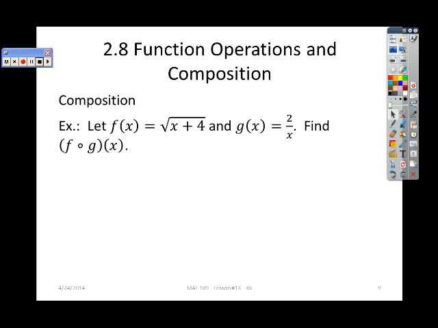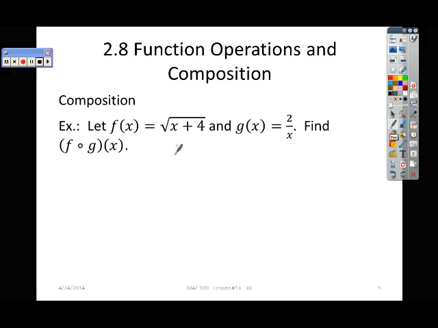Suppose f is defined as this square root, and that g is defined as that fraction. If you're asked to find f of g of x, that means we evaluate g at x, and use that result to plug into here. Remember, the variables are just placeholders? So really, this is f of something equals the square root of whatever that something is plus 4.